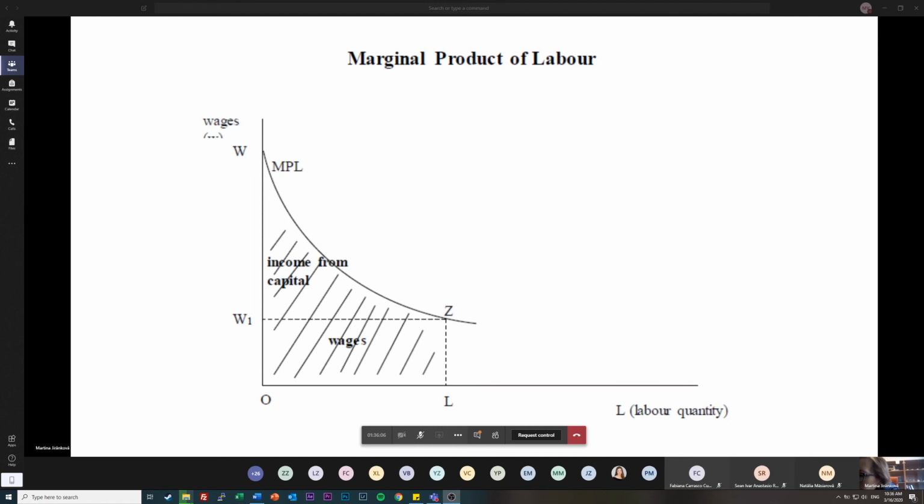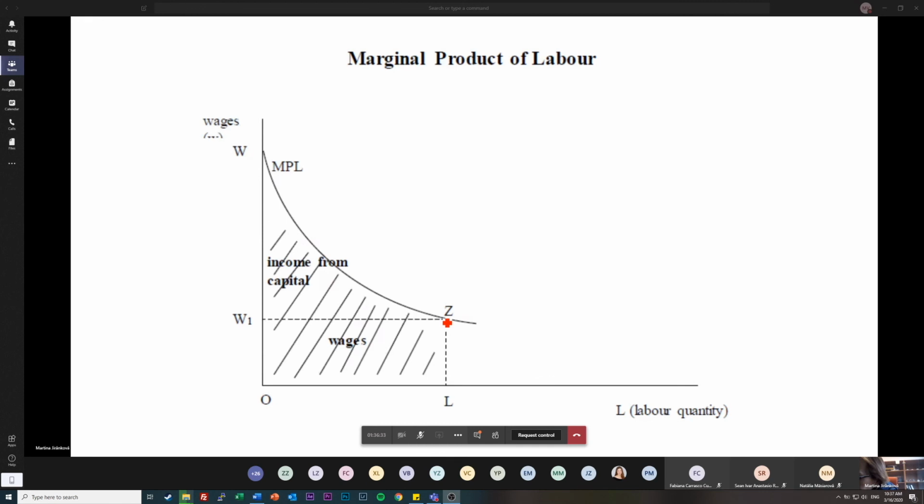Imagine that this economy has 1,000 people, 1,000 workers. OL, this is 1,000 workers. And we are on our marginal product of labor curve at the point Z. That means at 1,000 workers the marginal product of labor shows they will have the wage rate OW1. This is their wage, OW1.